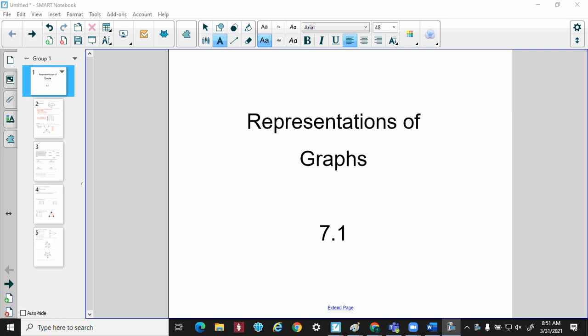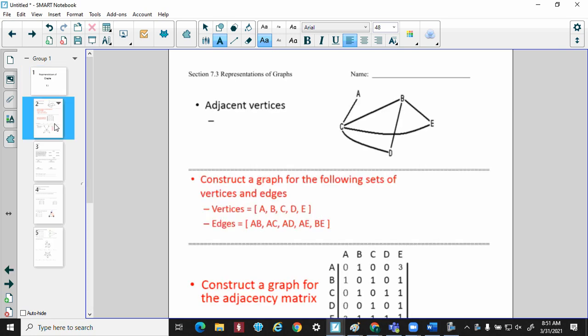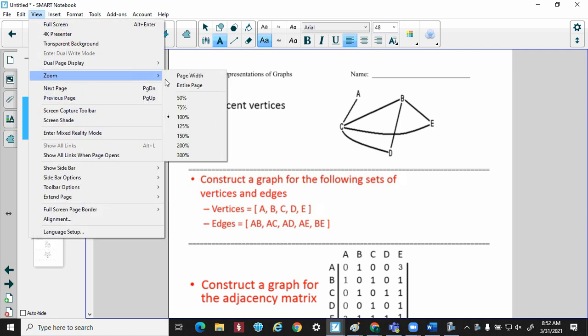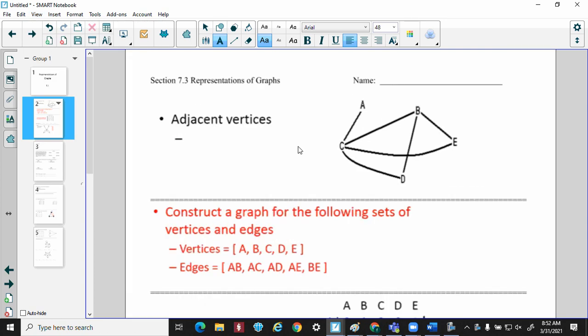All right, folks, in this video, we're going to be talking about the representation of graphs. Now, these graphs are a lot different than what you're used to, so make sure you're paying close attention and taking notes. Here we go. All right, so here's our first example of a graph. Notice that is something that you've never seen before in your entire life for the most part.